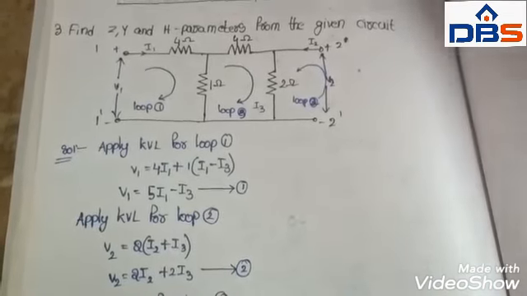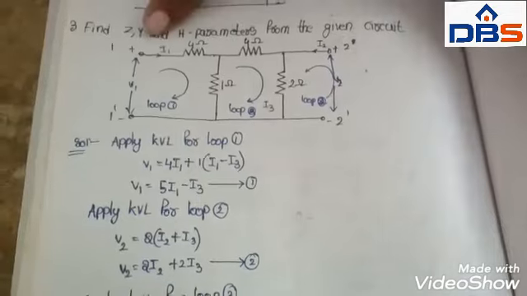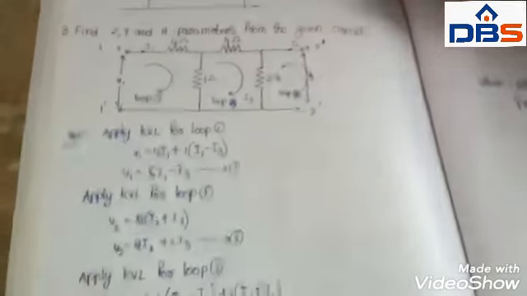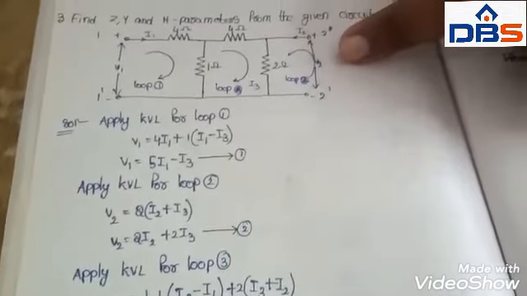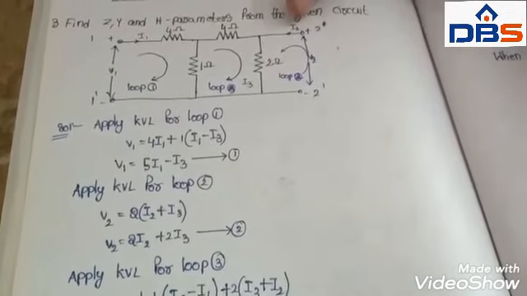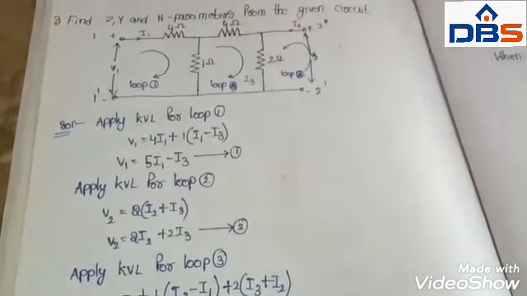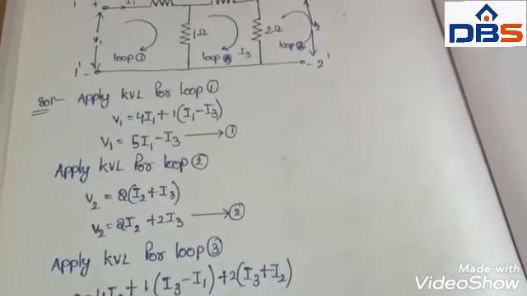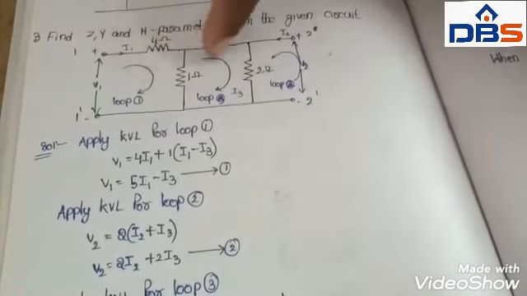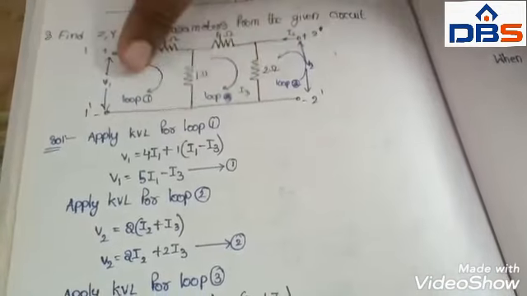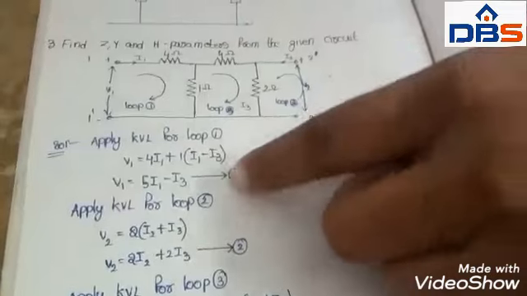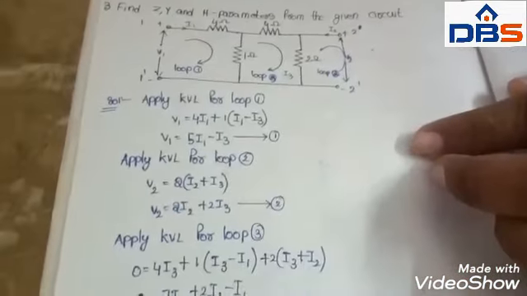First of all, we have to consider port 1-1 dash and port 2-2 dash, with port 2 voltage V2, port 1 voltage V1, port 1 current I1, and port 2 current I2. After that, apply KVL for loop 1. V1 is equal to 4I1 plus 1 into (I1 plus I3). Sorry, this is I1, this is I2, this is I3. Expanding it, V1 is equal to 5I1 plus I3.